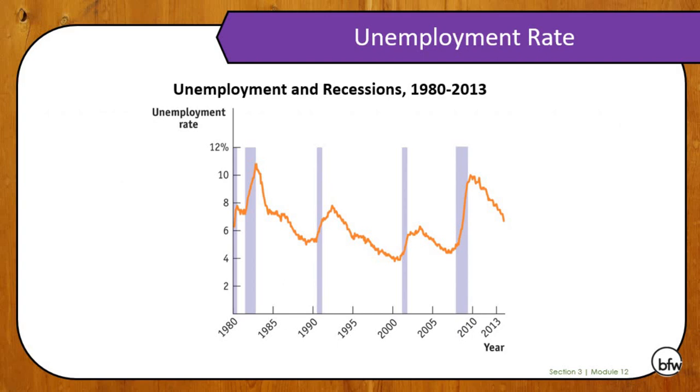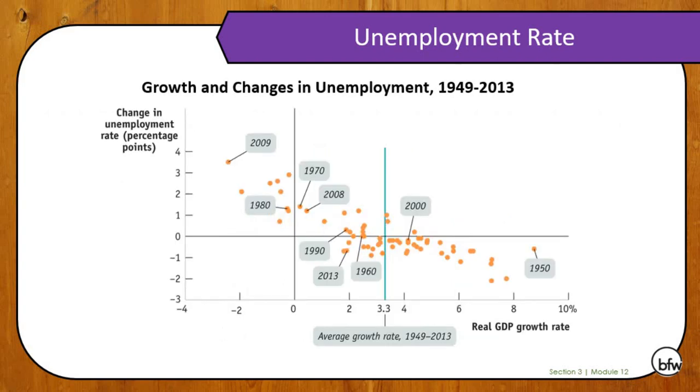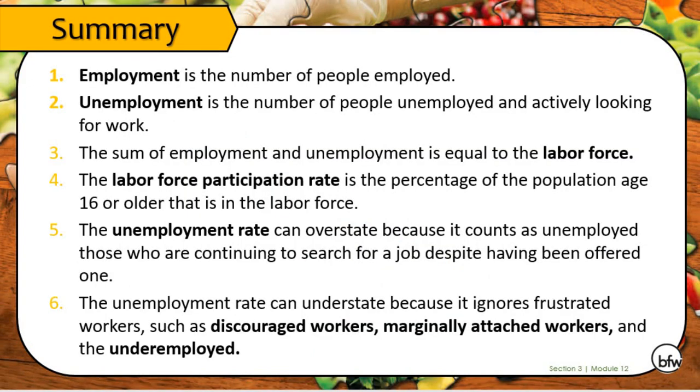Again, there's that same graph from earlier. So this is growth and changes in the unemployment rate. You can kind of see that as real GDP grows, especially by a lot, the change in the unemployment rate drops dramatically. All right, it's a kind of interesting regression analysis, scatter plot.